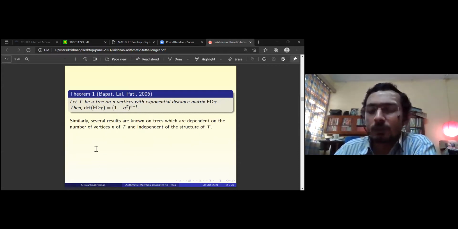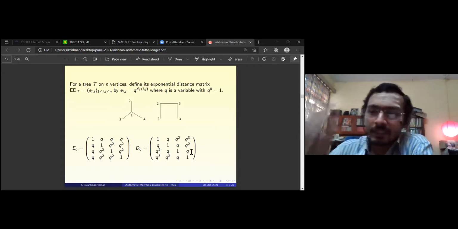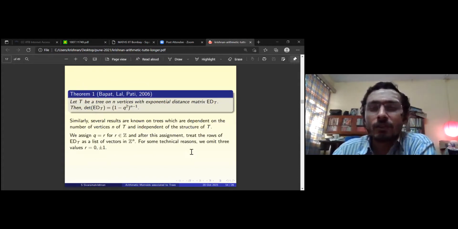For another reason, I'll omit 0 also, because then it will become the identity matrix. If you put q equal to 0, then all diagonals are 1, and the off-diagonals have q to the power of something, so putting q equal to 0 makes them 0, and it becomes the identity matrix. So then it's of no interest. That's why we omit these 3 values of r.